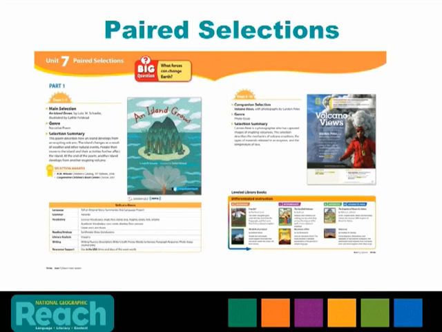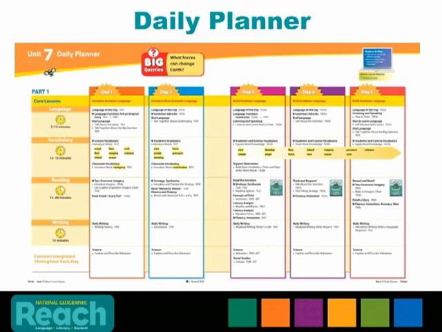Remember, each part will include 2 paired selections, one fiction, one nonfiction. Within each part, there are 10 days of instruction. Let's take a quick look at the Teacher's Edition planner pages to see how it's laid out. Day 1 begins with introducing academic language with instruction in the first of 2 language functions. Then, students learn the content vocabulary and a literary analysis skill.